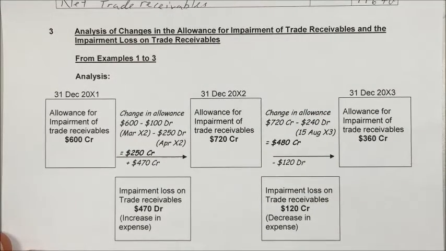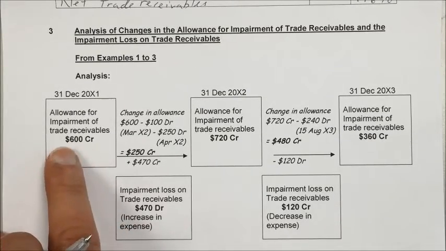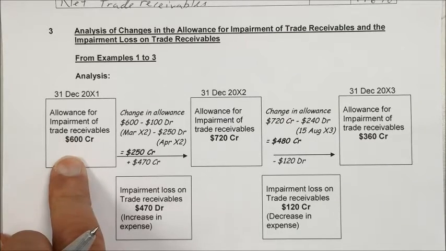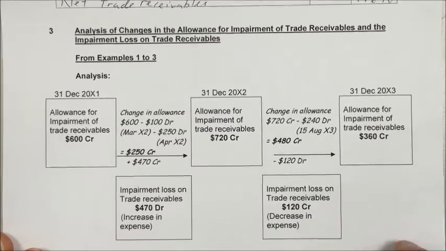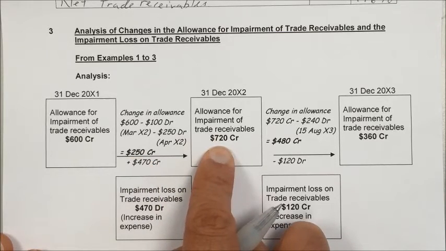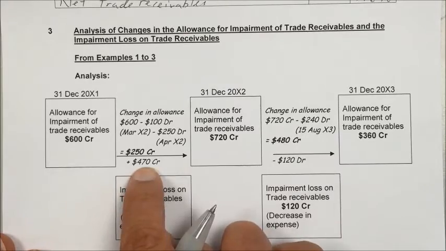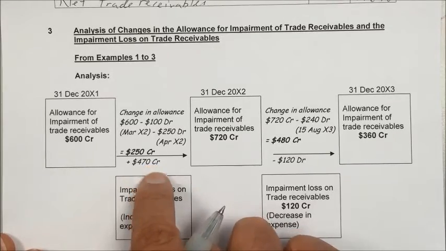Now the chart below shows the analysis of the changes in the allowance for impairment of trade receivables account and the impairment loss on trade receivables account. Now on the first year, which is 31st December 20x1, the business creates an allowance of 600 credit. Now during the year of 20x2, there were changes in the allowance because there were some debts written off. The balance before the end of the year was 250 credit. However, the business decided that at the end of 20x2, $720 is unlikely to be collectible. Hence, there is an increase in the impairment loss on trade receivables by 470, which is the difference between the two.